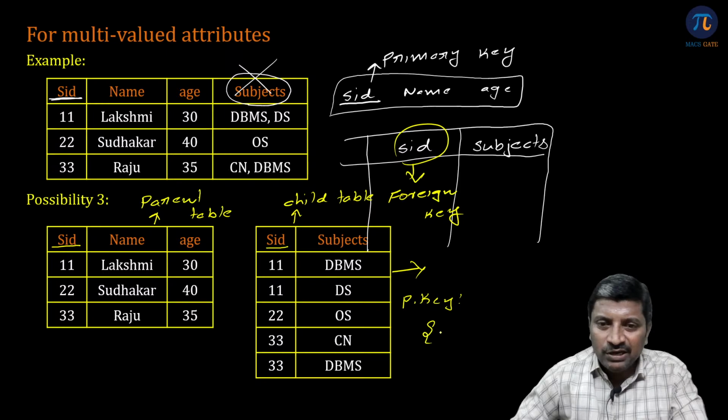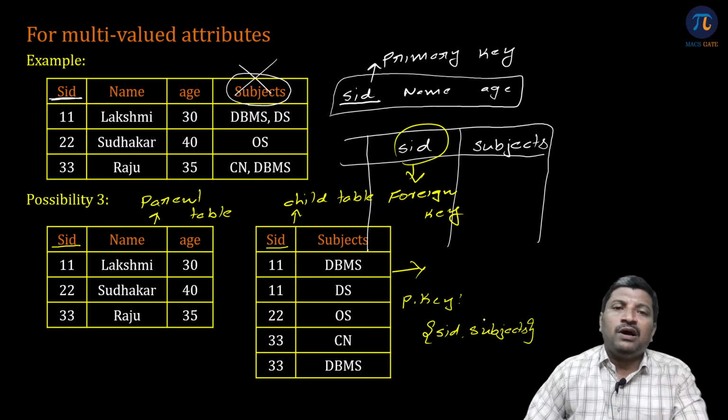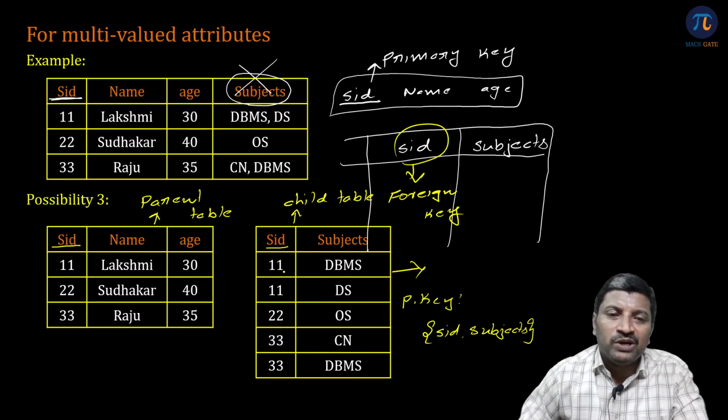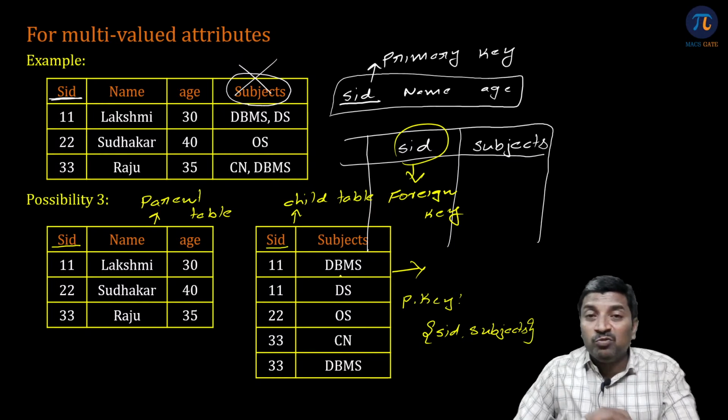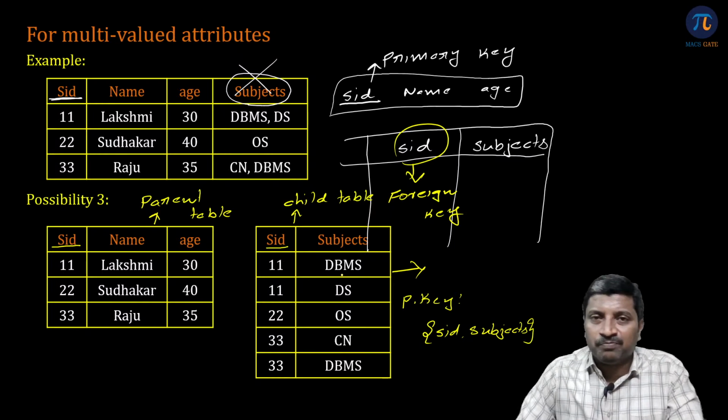Now for the child table, the first point is, what is the primary key for the child table? That is SID, comma, subjects. The combination of these two will be the primary key. And one more thing: suppose student 11 registered for 2 subjects, then I write 11 two times. Okay, then it seems to be almost the same as the first possibility. Then what is the advantage of it?